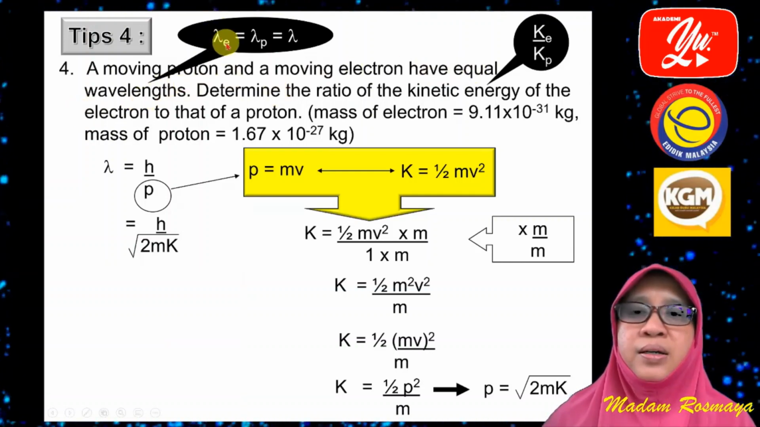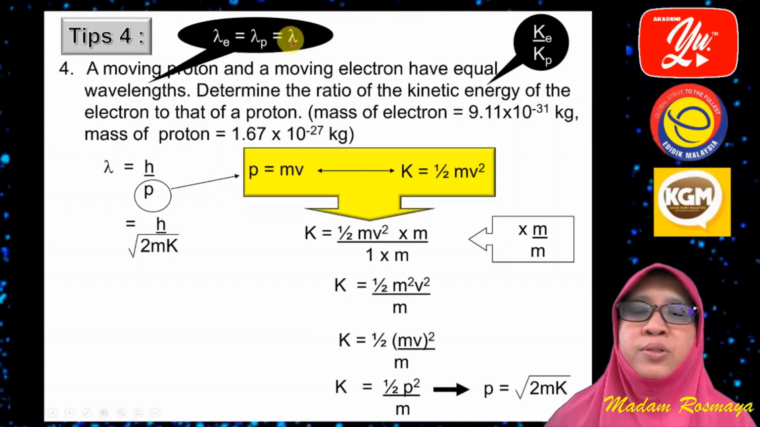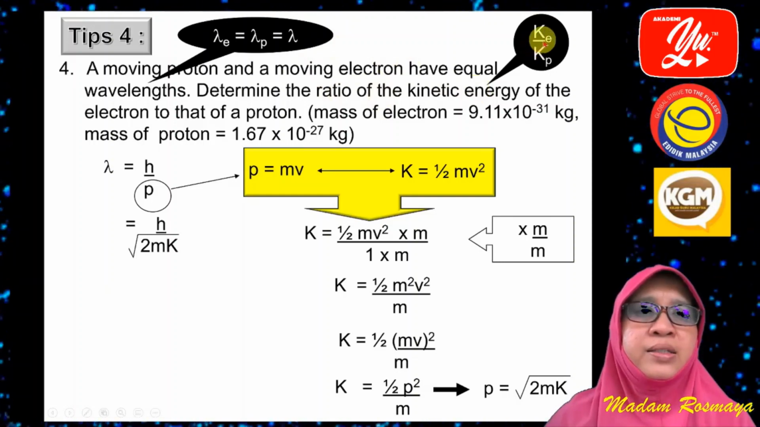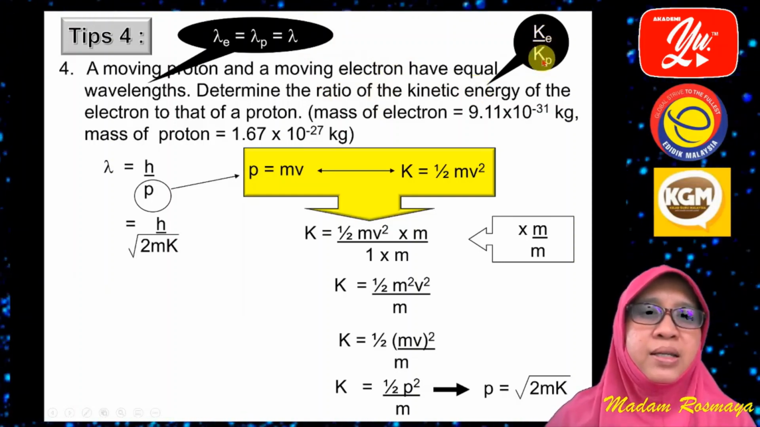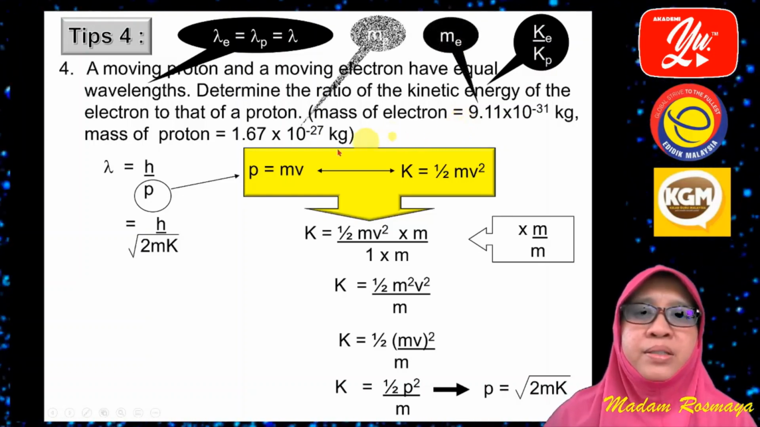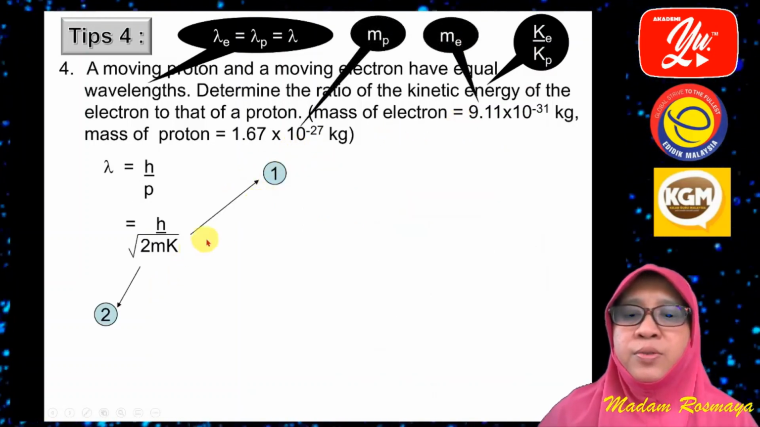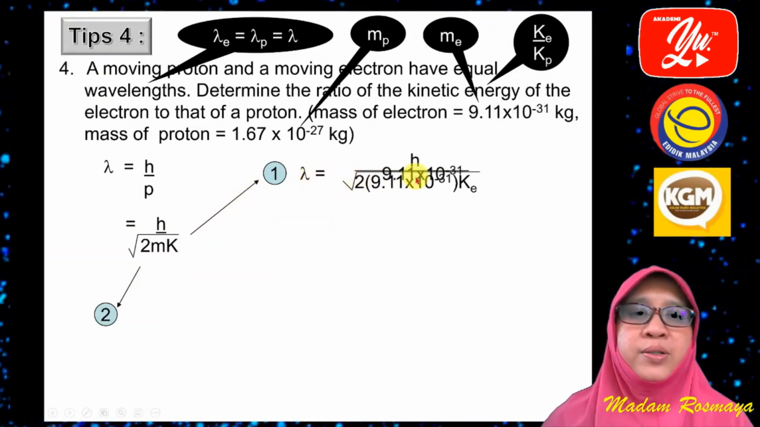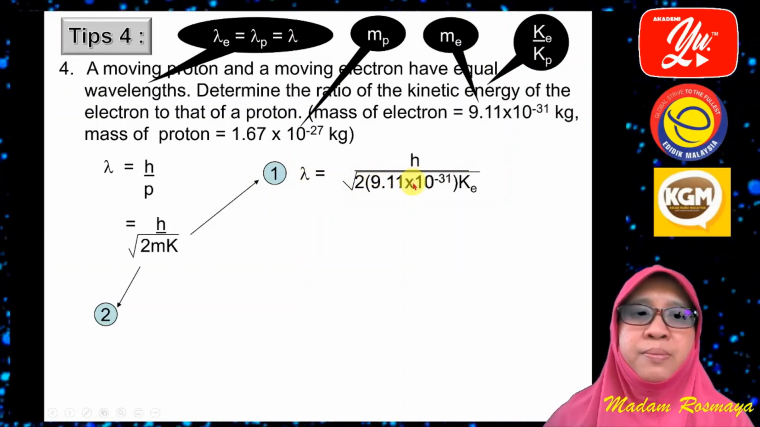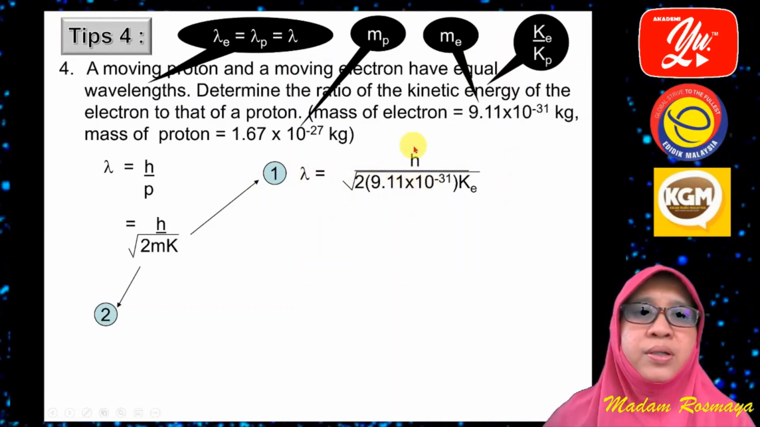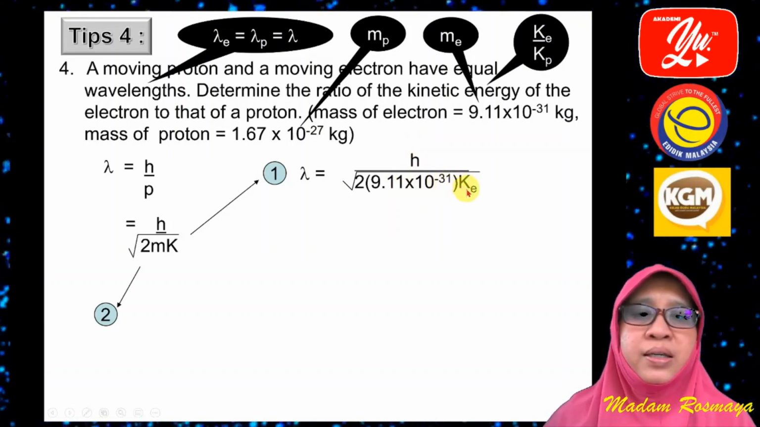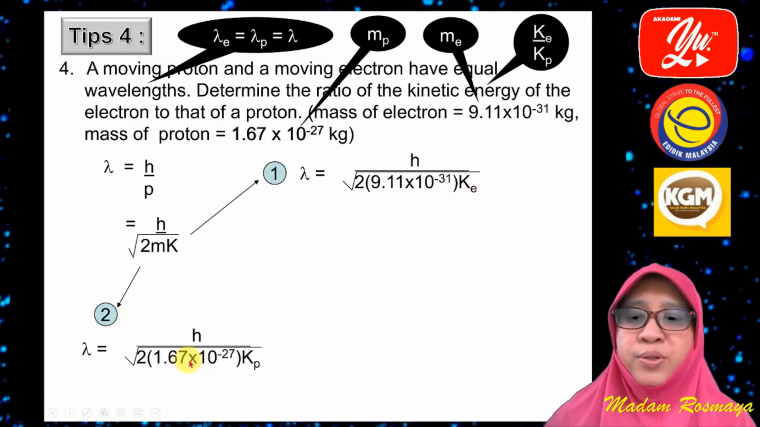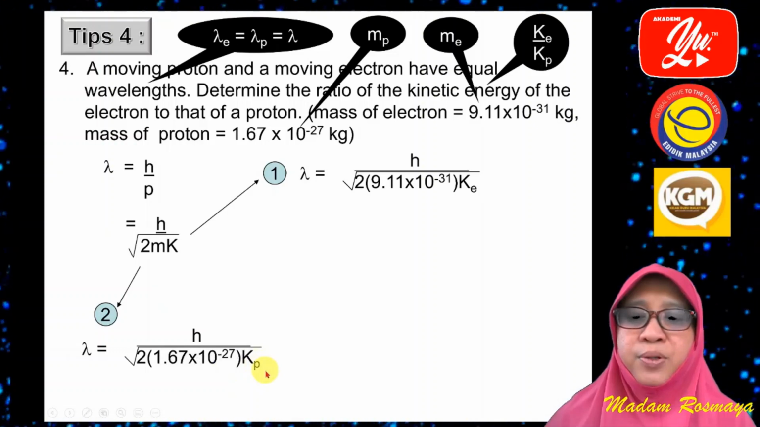So let's say wavelength for electron equals wavelength for proton, so we just write as lambda. And then the ratio of the kinetic energy, kinetic energy of electron per kinetic energy of proton. Mass of electron, mass of proton. So we form two equations, for electron and for proton. For electron, you substitute here the mass of electron, then here Ke, kinetic energy of electron. For the proton, you substitute mass of proton here, and this is the kinetic energy of proton.